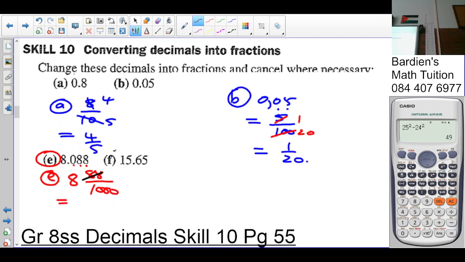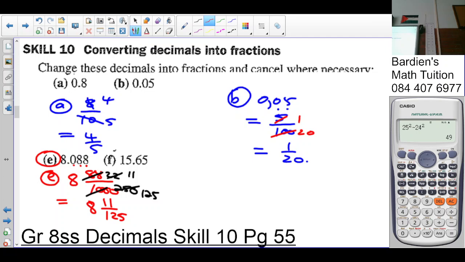4 goes into 88 22 times. 4 goes into 1000 250 times. And as you can see, 2 goes into 22 11 times, and 2 goes into 250 125 times. So in the simplest form, that's going to be 8 and 11 over 125.